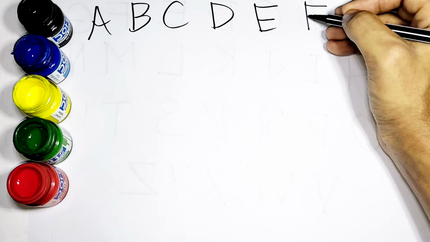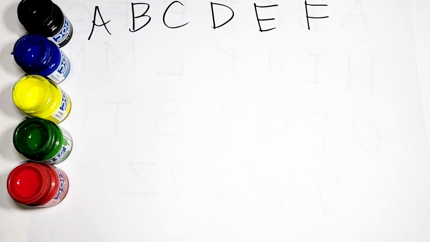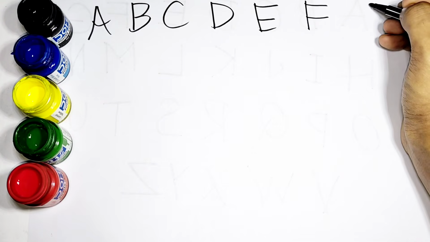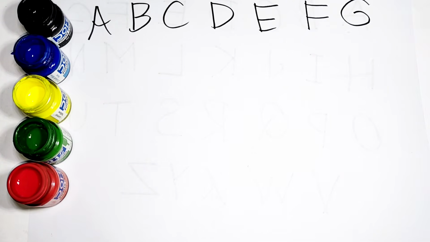The next one is F. F for fish, F for fan. Wow. Kids, now we draw G. G for gorilla. And the next one is H.